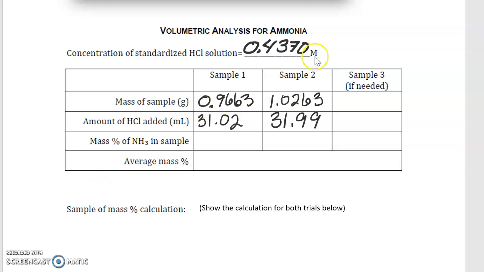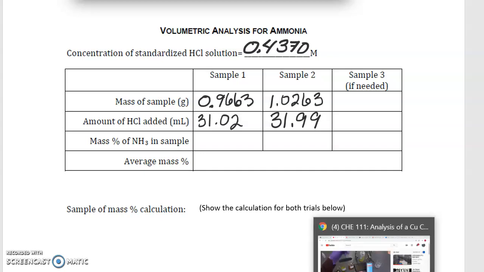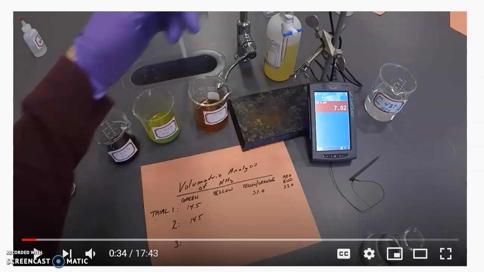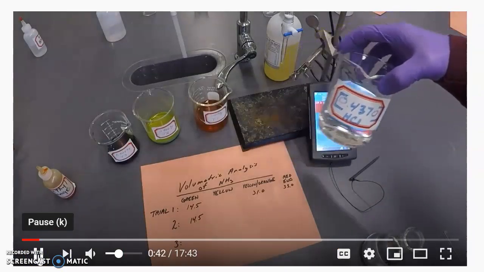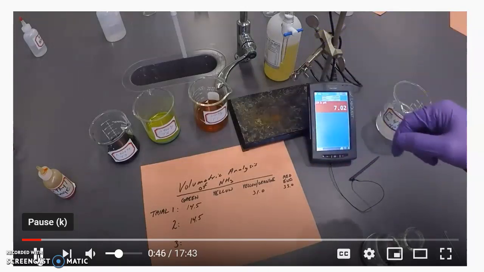Here's some data that you're going to need, so you can jot that down, and I will go right into showing you what this looks like in the lab. So we have a titration set up. That's the molarity of the acid that we're using. That's what's in the burette.